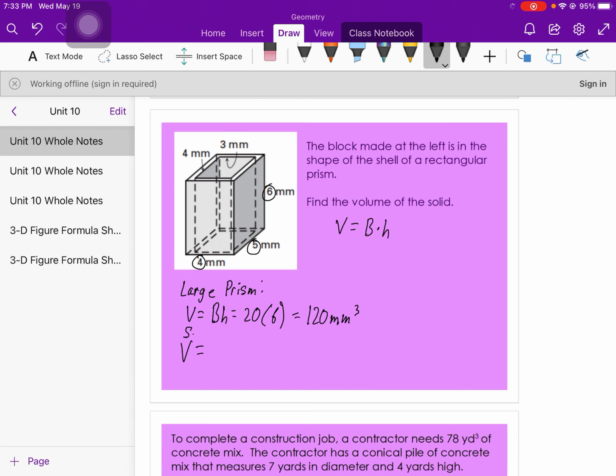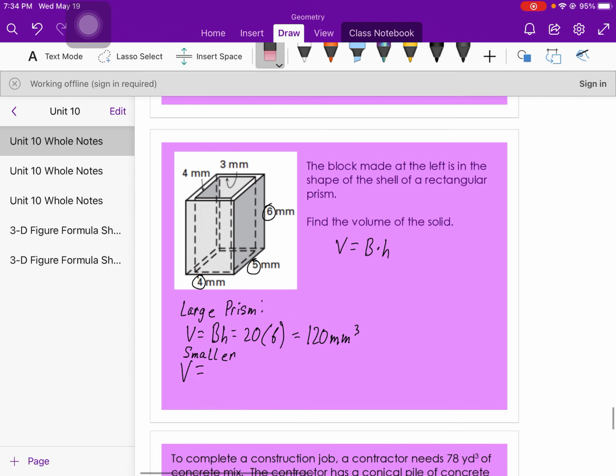The next thing we're going to look at is the smaller prism. So I'm going to put smaller. That one would be these dimensions. So we're not using 4 and 5. We're using the inner dimensions, which are 4 and 3. So 4 times 3 would be 12, and then 12 times 6. The height is still the same. We would end up getting 72 millimeters cubed.